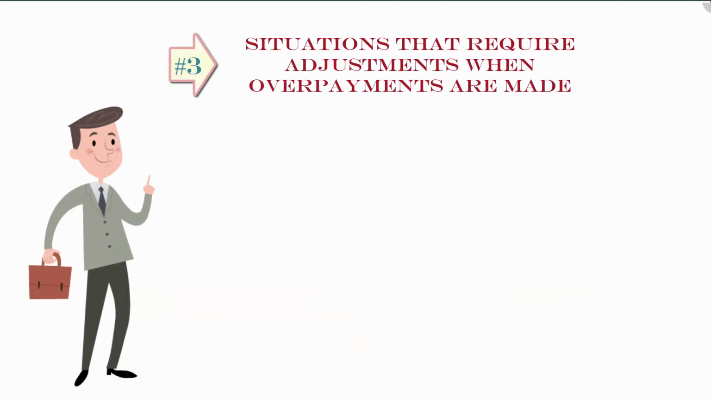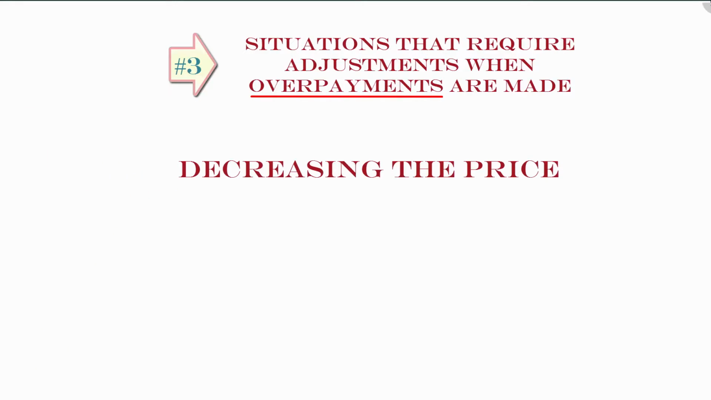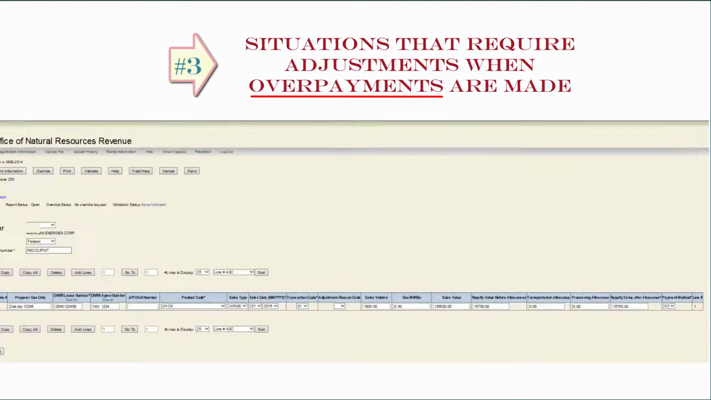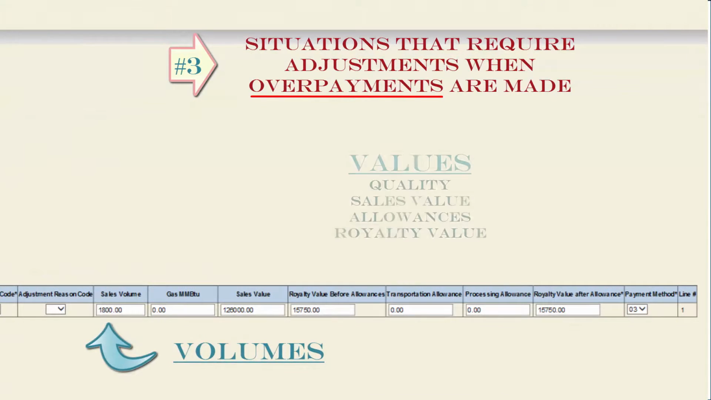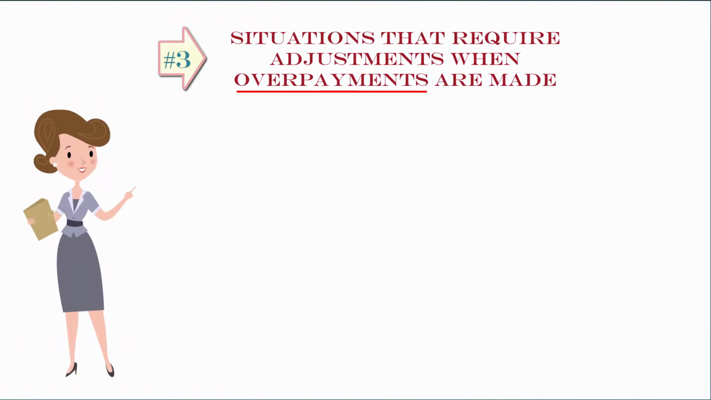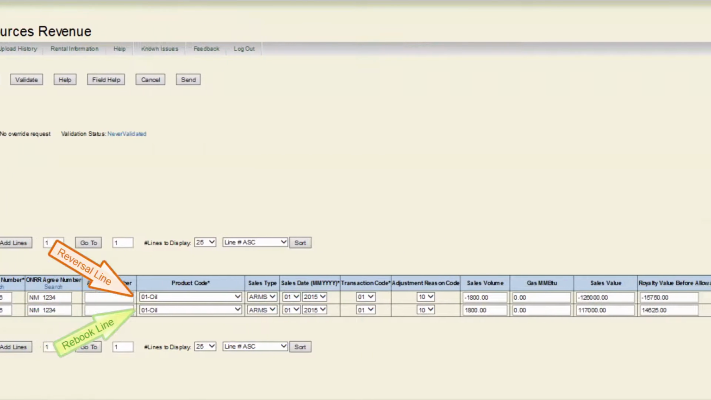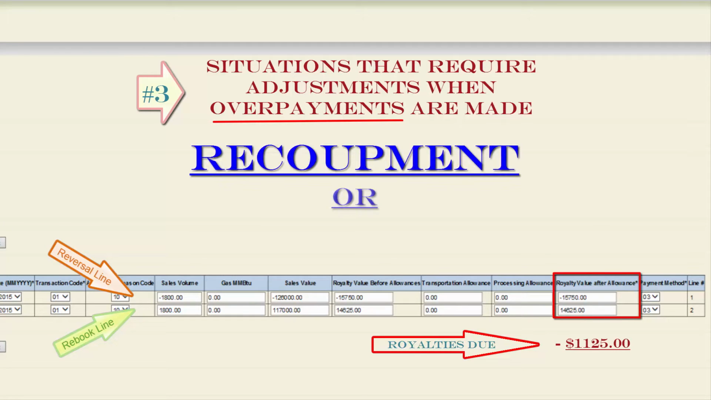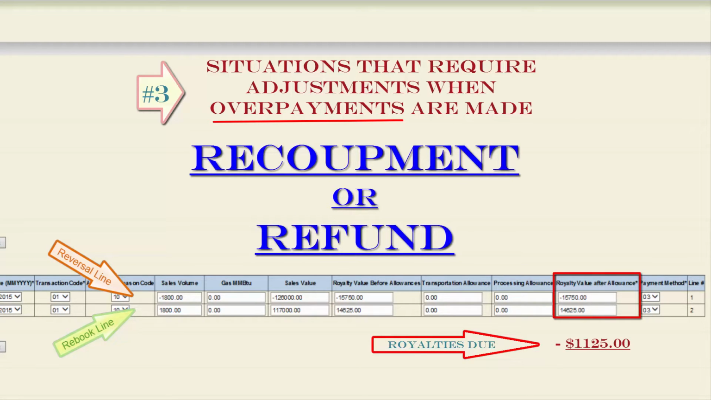Adjustments that result in less money being owed can be decreasing the price, decreasing the royalty rate, or adding allowances. In other words, the volumes or values in your original report were too high. When these types of adjustments are made, the two-line adjustment, the reversal and the rebook, will result in a negative total for the royalties due. In these scenarios, a recoupment or refund is required.